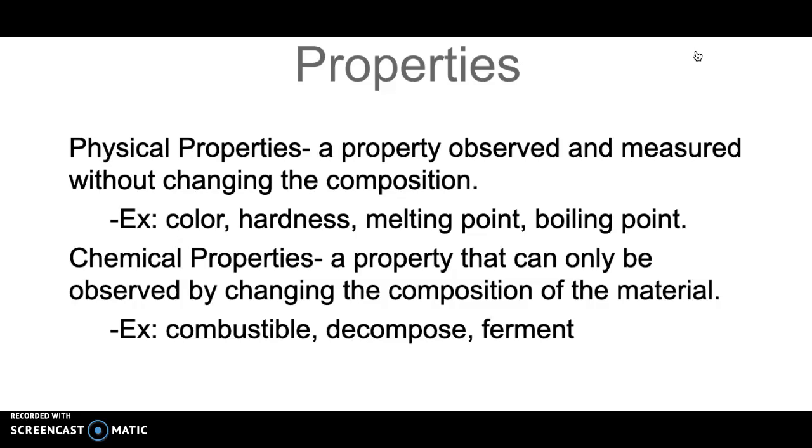So physical properties are focused on things that are visible. They can be measured, and they will be relatively the same regardless of the amount of the material. Chemical properties are only observed when changed by changing the composition, whether it's combustible, decompose, or fermenting that material. So chemical properties require outside elements to determine.